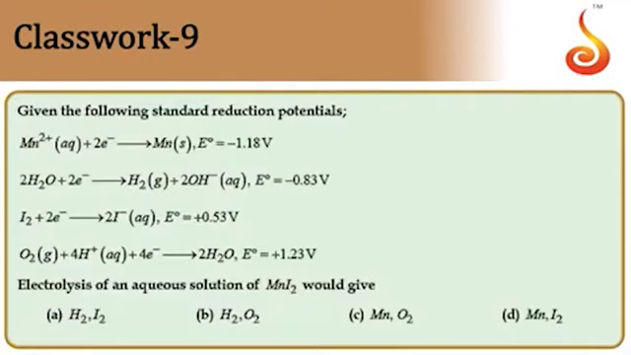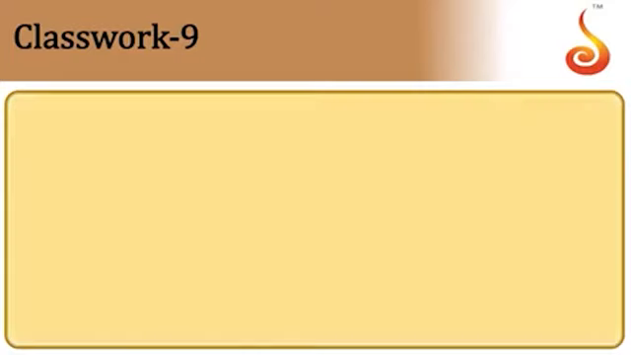Next one. Given the following reduction potentials: Mn+2 reduction potential minus 1.18, water reduction potential minus 0.83, iodine reduction potential plus 0.53, oxygen reduction potential plus 1.23. Aqueous solution of MnI2 is electrolyzed. What are the products obtained? Now let us write the basic equation first.